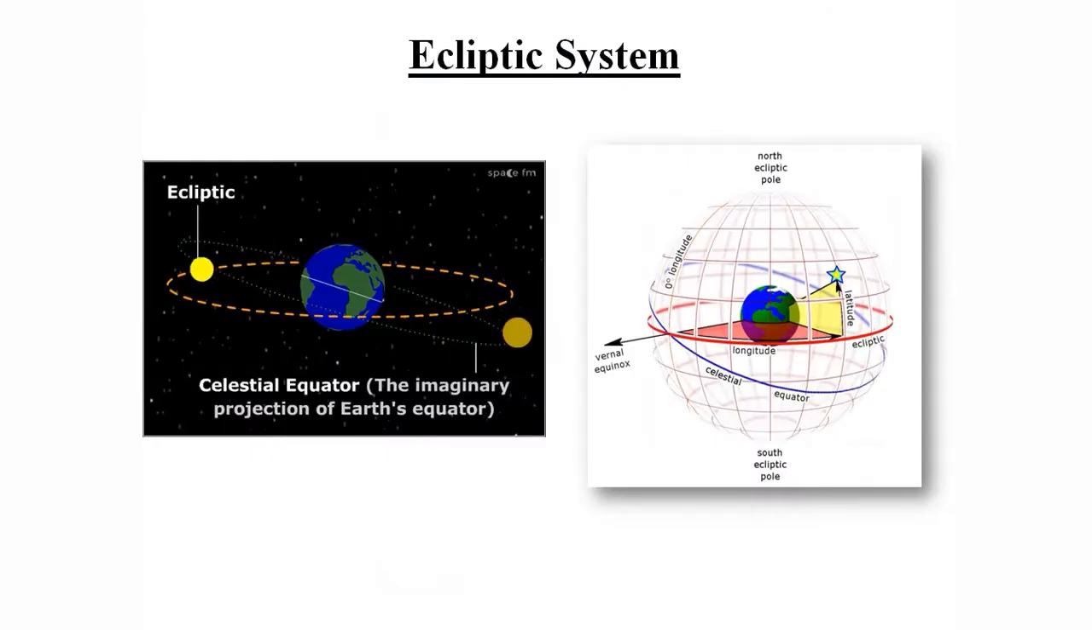Okay, and now let's move on to the third coordinate system, that is called the ecliptic system. As I already mentioned, in the ecliptic system, the reference plane that we have adopted is the ecliptic plane. As already mentioned, the ecliptic plane is the plane in which the Earth moves around the Sun. So there is a plane, and the measurement is done along that plane. In the figure, you can see the red line, that is the ecliptic plane.